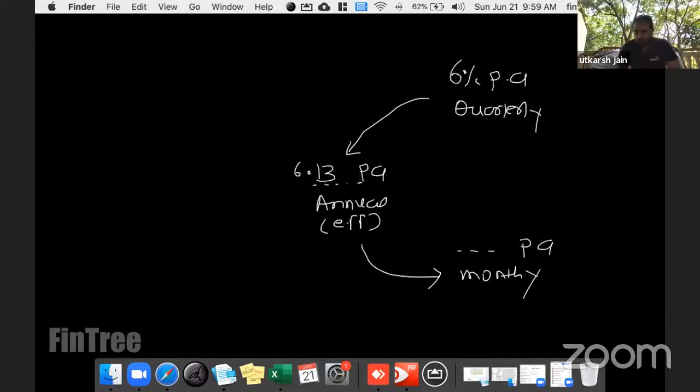Okay, now can we divide this by 12? No, even this cannot be divided by 12 because this is an annual rate. An annual rate you can already divide by 1. A quarterly rate you can always divide by 4. What we need now is a monthly rate. So this we will not change now. This will remain in the calculator as it is.